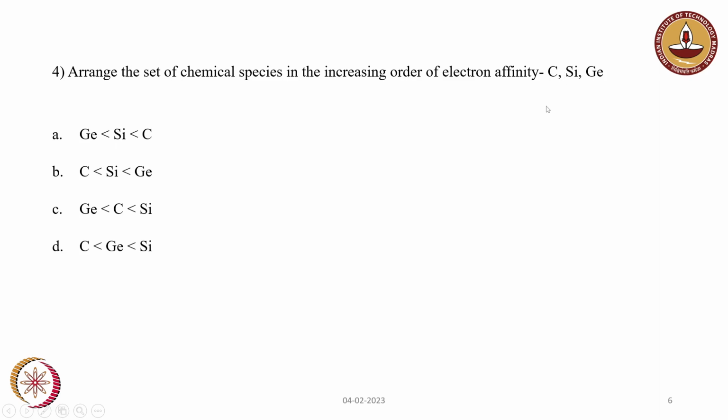Carbon, silicon, and germanium are in the same group, that is the carbon group. So this is the order. In the periodic table, when we move across the period, the size of the elements decreases, so the electron affinity increases. While moving down the group, the atomic size increases, so electron affinity decreases.